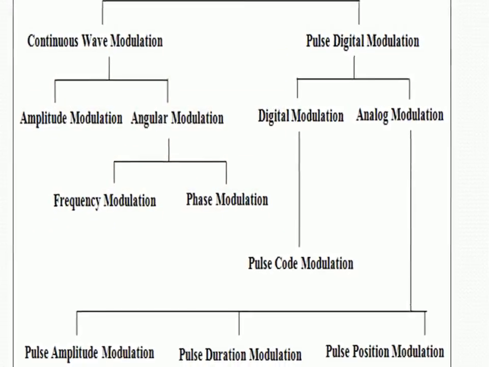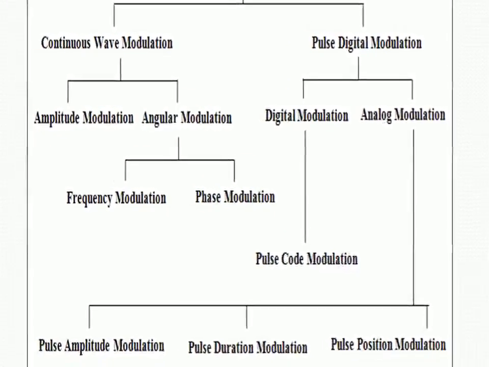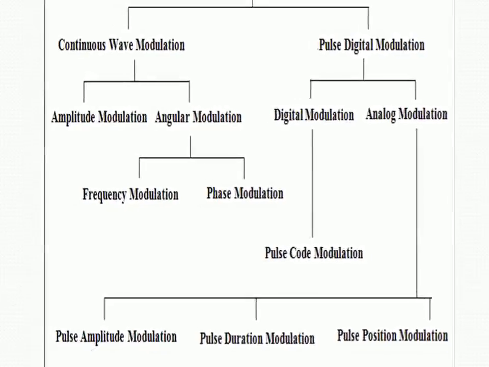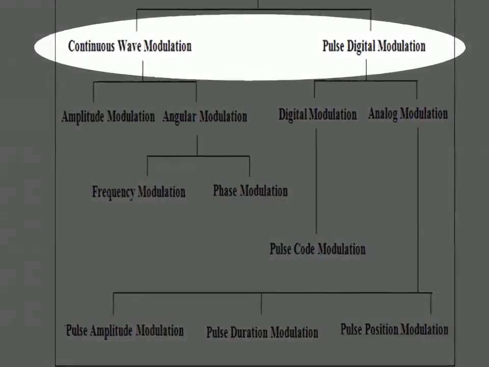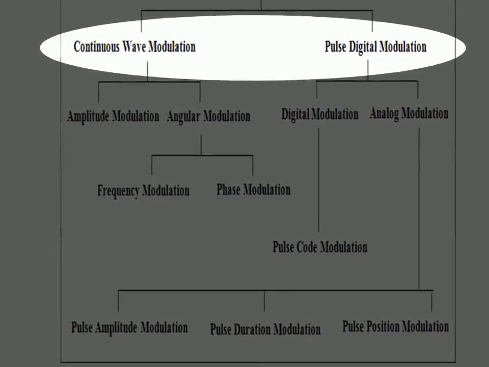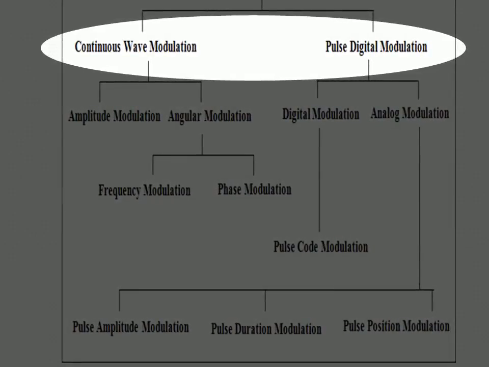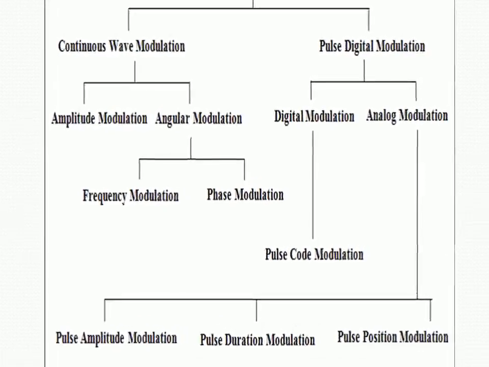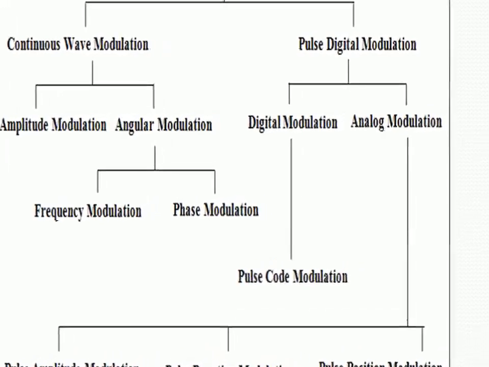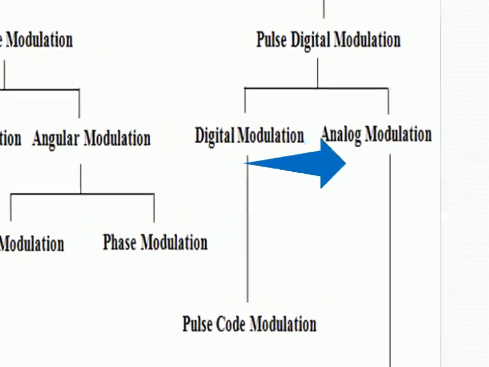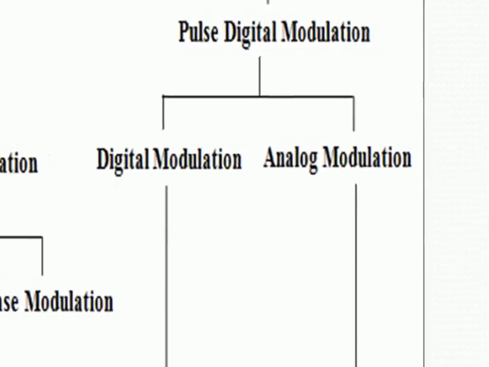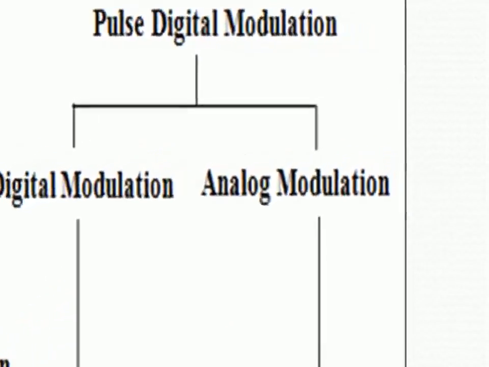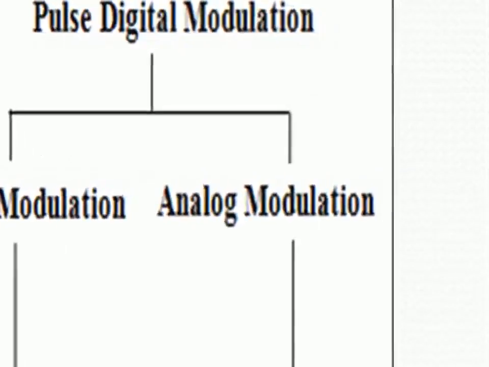Now at the beginning we said that the carrier could be either analog or pulses. If the carrier is analog, that is a continuous wave, then it comes under continuous wave modulation. And if the carrier is pulses, then it will be pulse modulation or digital modulation. The pulse modulation can further be classified as digital modulation and analog modulation. Now where has this classification come from? When we were talking about the carrier, we said that the carrier could be either analog or digital, and now we are talking about the digital carrier wave.